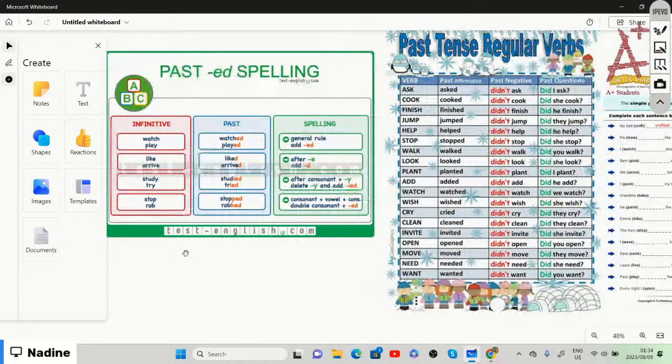So stopped is where there's a double P, right? Which means that we added a P, E, and a D. All right, so here we have another list of the different past tense verbs, as well as the spellings. So say for example, watch, because remember we're only focusing on regular past tense verbs.